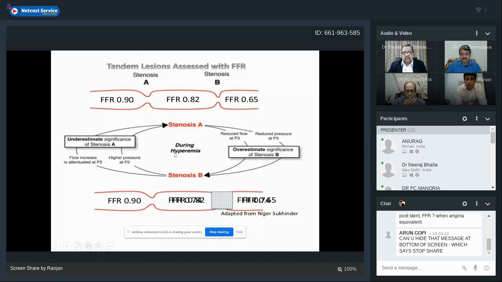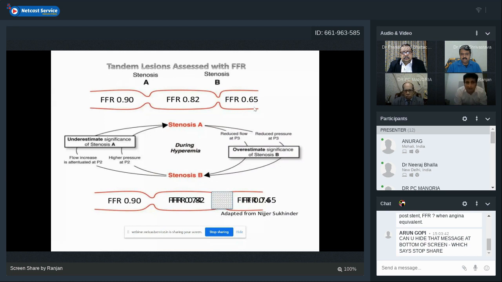So, as I told you, you cannot keep an FFR in the middle. So for example, here in the tandem lesion, the proximal FFR is 0.90. The distal is 0.65. Middle is 0.82. That does not mean stenosis A is not significant and only B is significant. That means either of them could be significant.